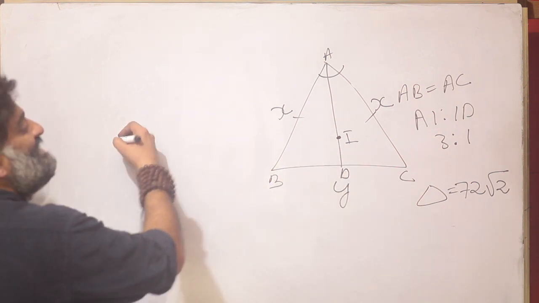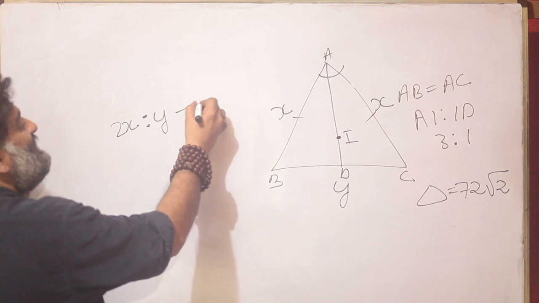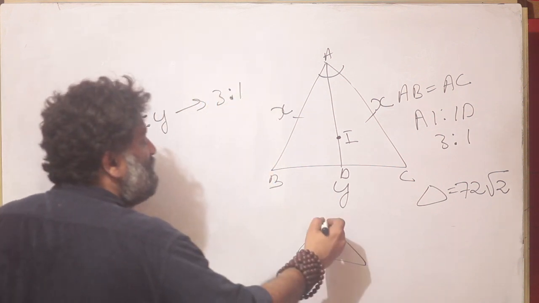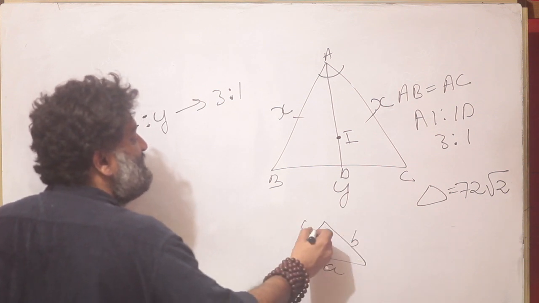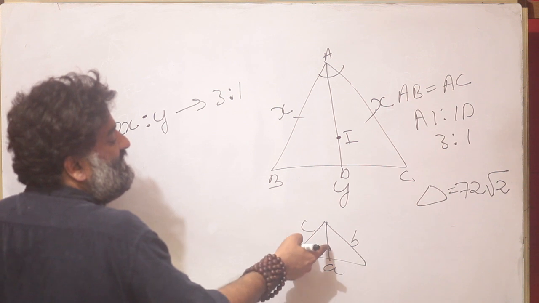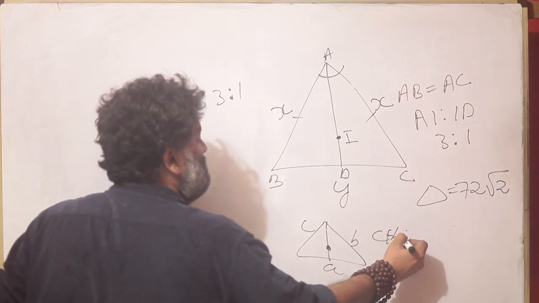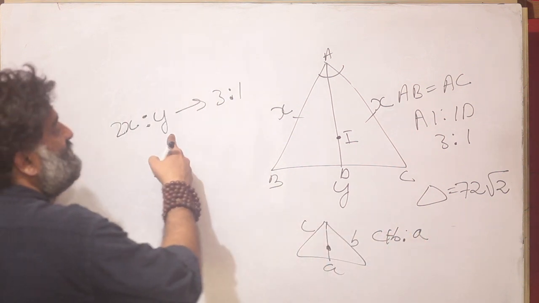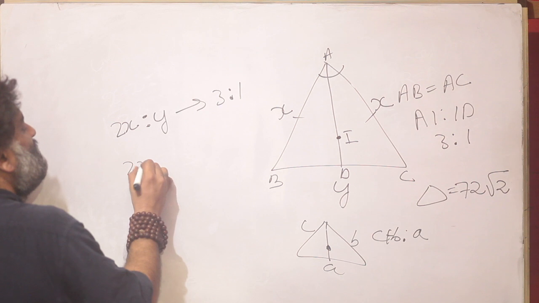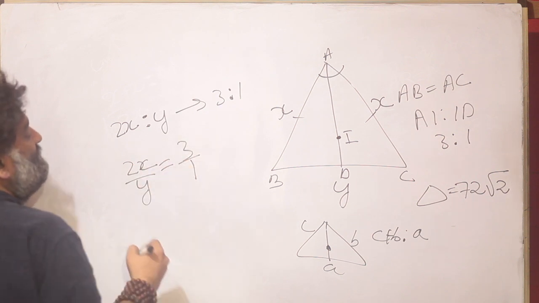What do I know? X plus X, that is 2X, is to Y is the same as 3 is to 1, because we just looked at how if I have a triangle with sides A, B, C and I am thinking of the angle bisector, the incenter divides this angle bisector in the ratio C plus B is to A. So same property I am using here. X plus X is to Y. So I get 2X is to Y. So 2X upon Y is equal to 3 upon 1.